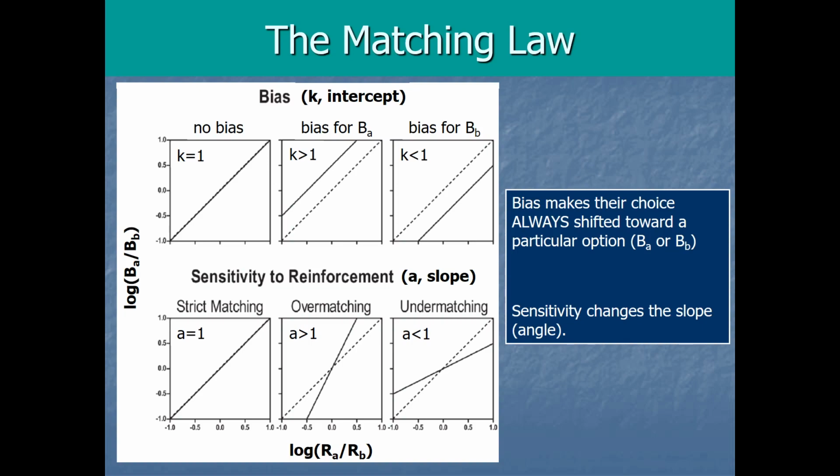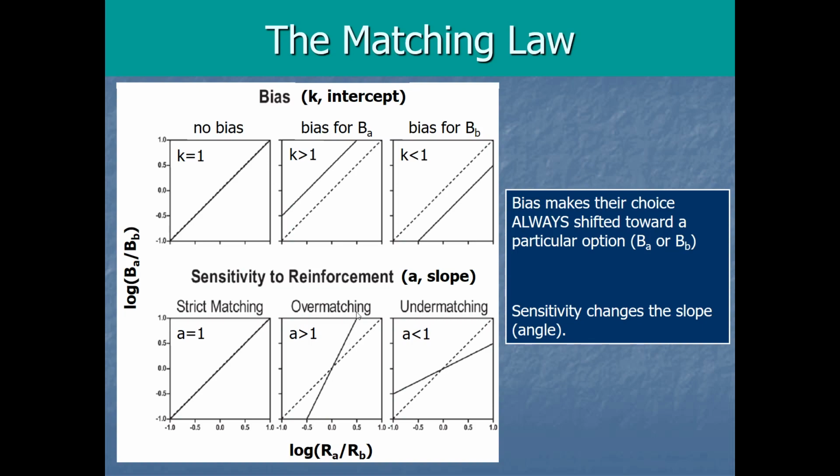sensitivity could be graphed like we see in the bottom half of this figure. So the bottom three panels here. Sensitivity changes the slope. It changes the angle of their behavior when we graph it out this way. So as the reinforcement proportion goes up, in other words, as we go further to the right on the x-axis, we get more reinforcement proportionally on key A than we do on key B. As that happens, the behavior either goes up too far, which is overmatching, or it doesn't go up far enough, which is undermatching. So if the sensitivity value, that little a, the exponent, is greater than 1, we get overmatching.